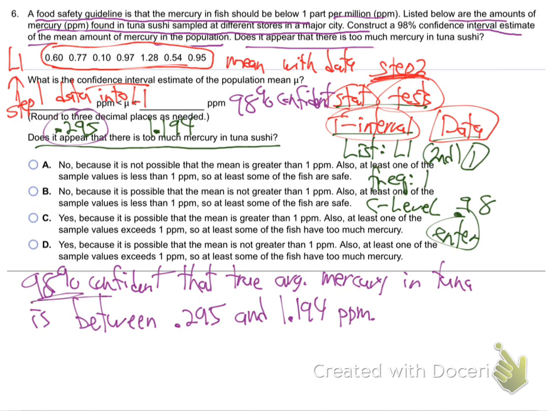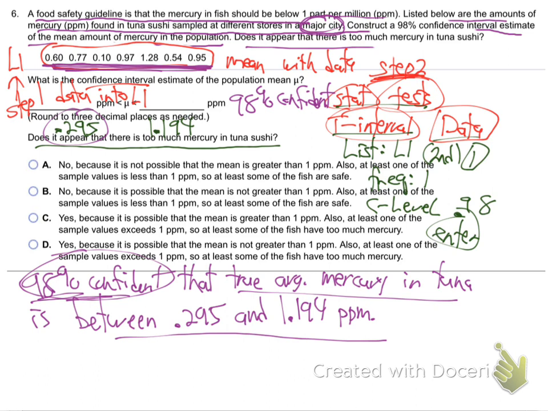So we're 98% confident that the true number out there for this major city, maybe Fresno, whatever, for all the tuna sushi in the city, they grabbed a few different major stores, and we calculated a 98% confidence interval. So we're 98% confident that the true average amount of mercury in the tuna sushi in this major city is between 0.295 and 1.194 parts per million.